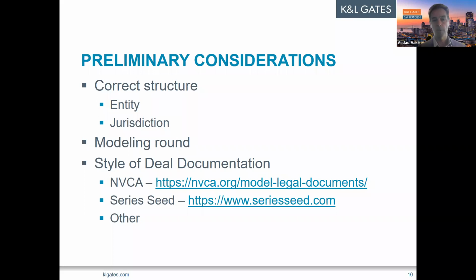So you could have a very large Series Seed, you could have a small Series A, but the Series Seed documents were created primarily for a fairly early stage Series Seed investment where you didn't need all the bells and whistles that the NVCA forms have in them. So they're also good to check out too. Their website offers some good information. Beyond those two, obviously a lot of law firms have created their own forms, or they've taken one or two of these model forms and adapted it for their own particular form. So you may run across that as well.